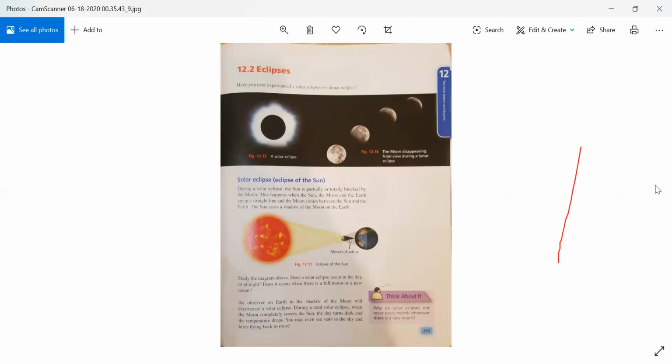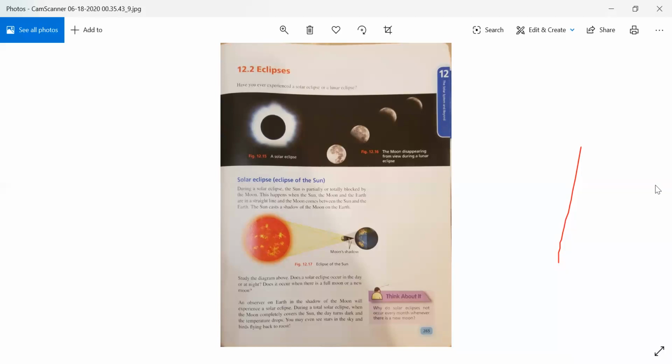Have you ever experienced a solar eclipse or a lunar eclipse? Solar eclipse, eclipse of the sun. During a solar eclipse, the sun is partially or totally blocked by the moon. This happens when the sun, the moon, and the earth are in a straight line and the moon comes between the sun and the earth. The sun casts a shadow of the moon on the earth. Students, study the diagram above. Does a solar eclipse occur in the day or at night?